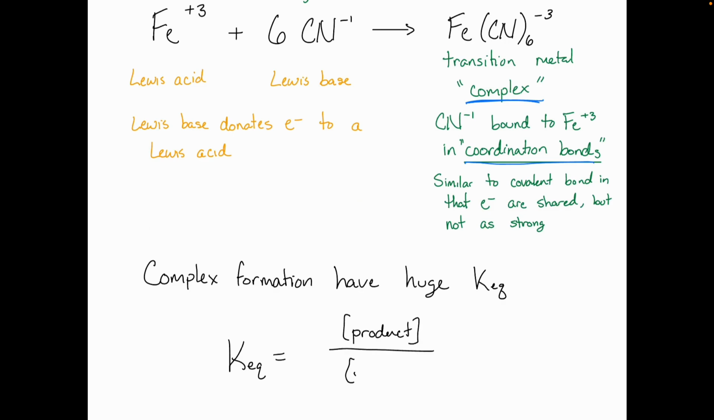Products over reactants. So if this number right here is really big, that means that the top number, the products, has to be big and the bottom number has to be small, right? So that's a reaction that favors the products because you have that really large KEQ value. These tend to be very favorable reactions that go basically 100% to completion because they have these extra huge KEQ values. Very favorable formation values.